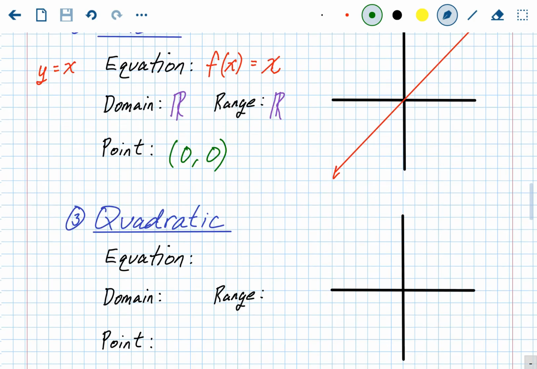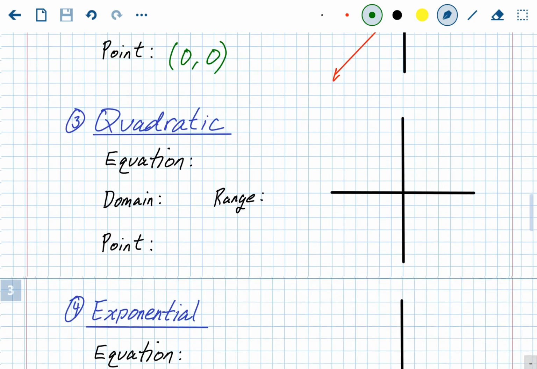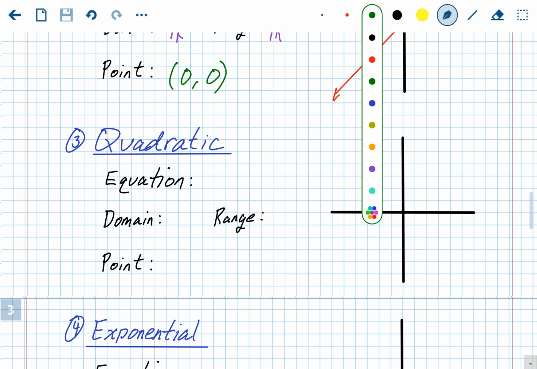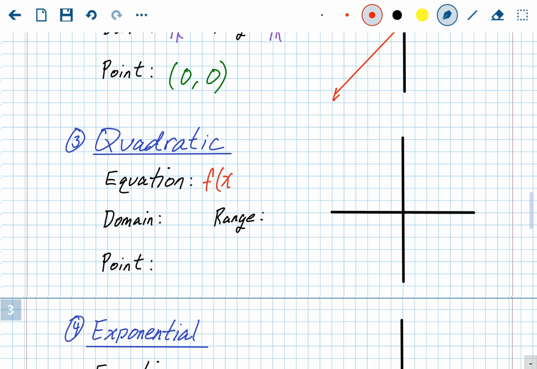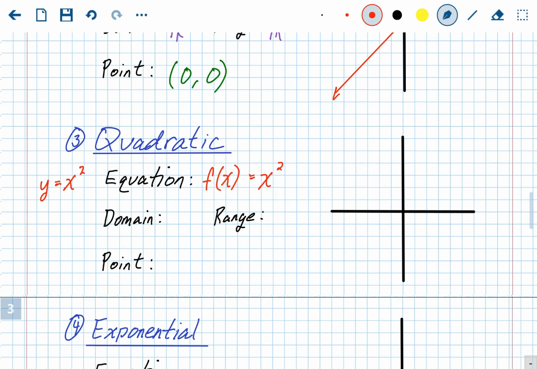All right, quadratics. It's what we're currently in. The parent function for a quadratic is f of x equals x squared. So remember, in standard form, your a value is 1, your b value is 0, your c value is 0. It's the most basic quadratic you could have. Again, or y equals x squared.